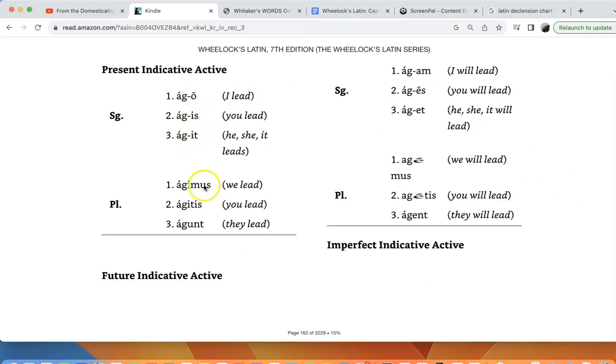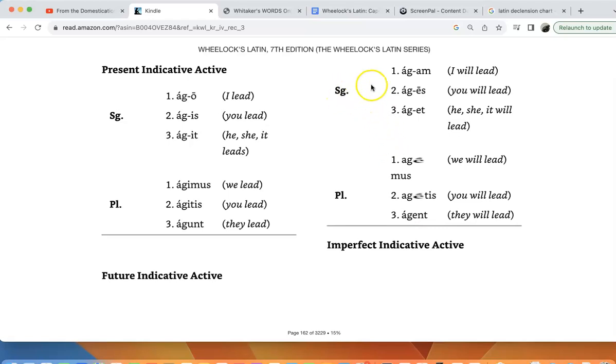So you can see here, we're still following our o, s, t, mus, tis, nt. So o is I, s is you, t is he, she, it, mus is we, tis is you all, nt is they. Except that we have to be mindful of the vowel which introduces that particular conjugation. For the future indicative active, as your book points out, the first and second conjugation use bo, bis, bit, bimus, bitis, bunt, whereas here it uses a longer vowel, either a for first person singular or e in the other persons and numbers.